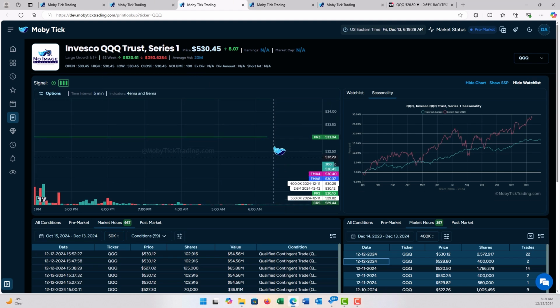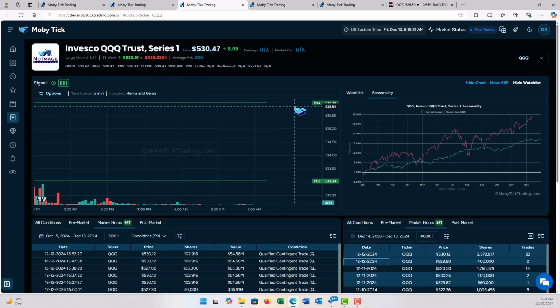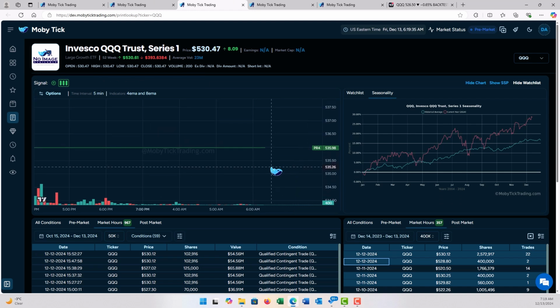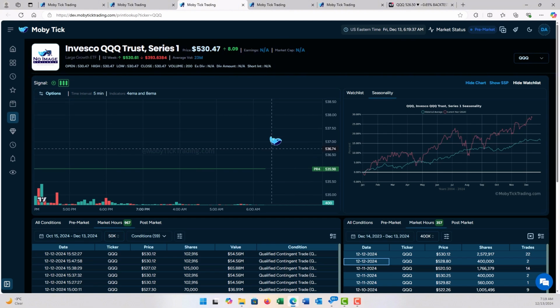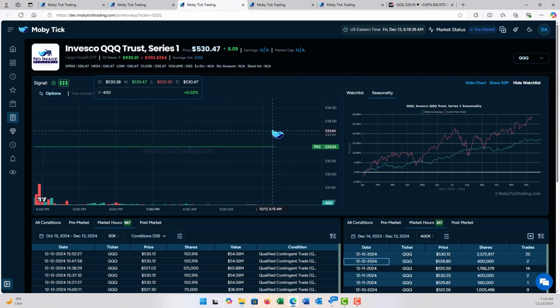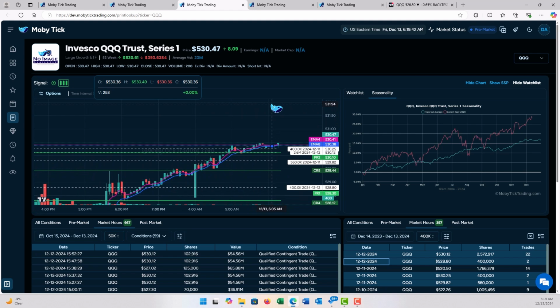And then I've got 535.98, which is a person's pivot resistance 4, and then we would just follow this up and then look at our support and resistance as well on the daily chart. So that's the bullish side of the Qs.